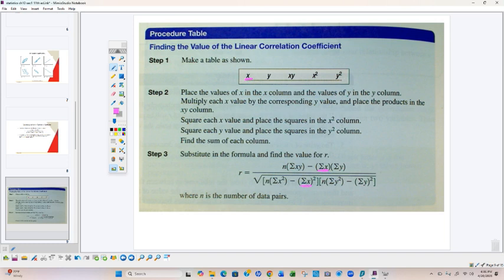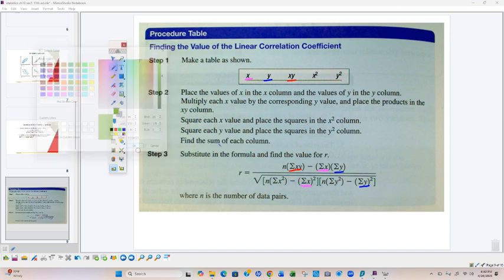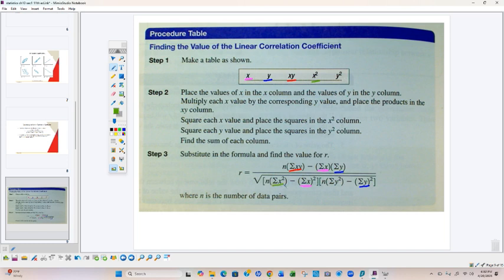Let's color code a little. The sum of the y column goes here and here. The sum of the x times y column, that means you take your x times your y, you write it down, then add them up. The sum of the xy column only goes here once. Next, let's look at the x squared column. You take each x and square it, then add them up. Now, the sum of the x squared goes here.